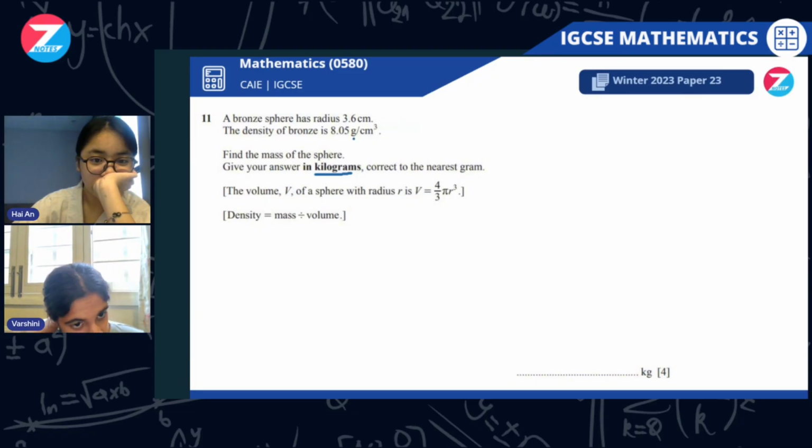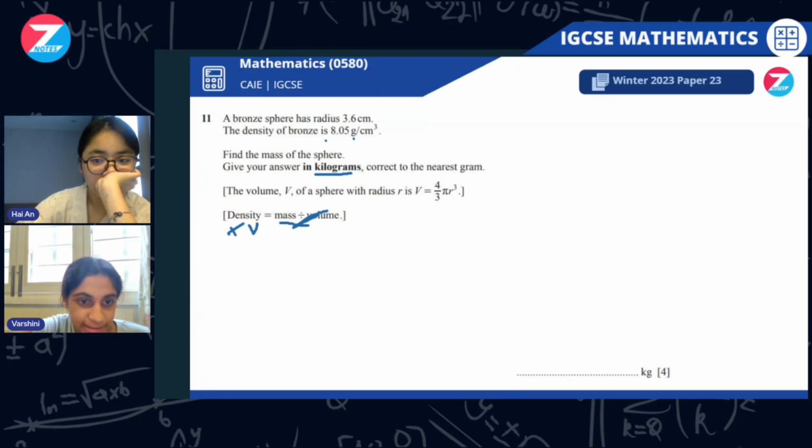They've also given us the volume of the sphere, and how to find density. So we know density is mass by volume, and we don't have the mass, we need to find the mass, but we can rearrange this formula. If we have density equals mass by volume, to get rid of volume on the denominator, we multiply both sides by volume. So mass equals density into volume.